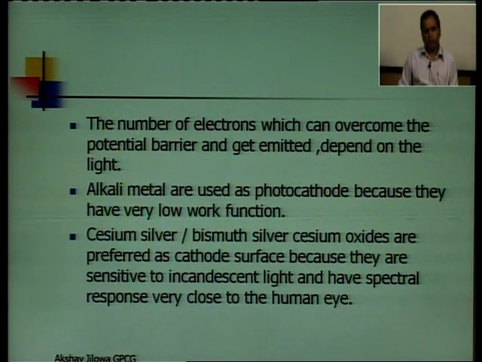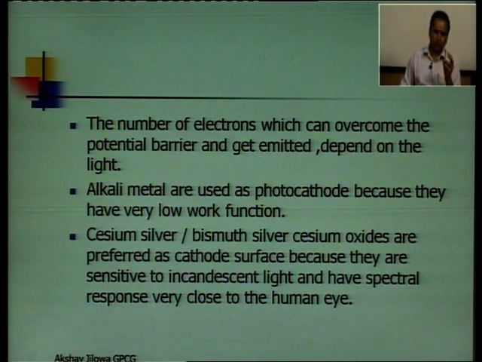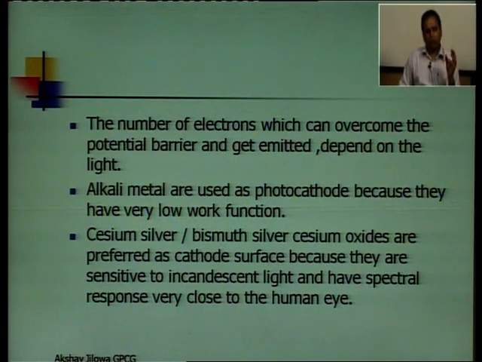Alkali metals are used as photocathode because they have very low work function. Now, the number of electrons which can overcome the potential barrier and get emitted depends on the light, meaning the intensity of light, how much light is falling on a particular area. Depending upon that, the number of electrons will be emitted off the surface.